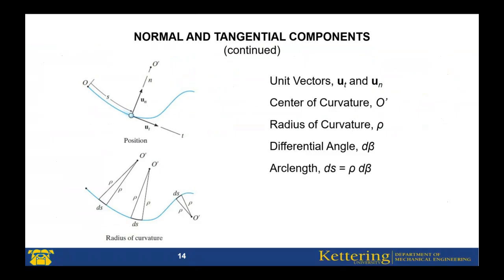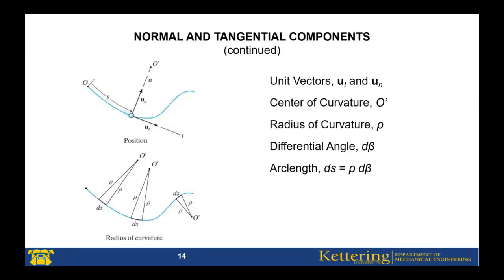Okay. Now, some of the fundamentals for the normal and tangential coordinates. Same as we had unit vectors along x and y, we also have unit vectors for the tangential and normal directions. There is a center of the curvature, O, and also there is the radius of the curvature. Rho is the radius of the curvature. If you draw a line from O that is perpendicular to the curve at this point, and measure this distance, it is rho.